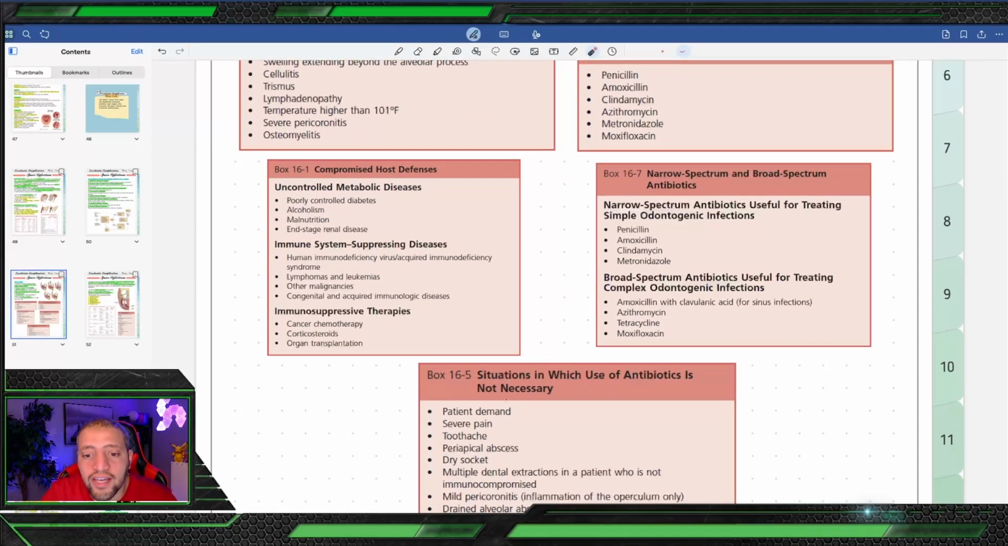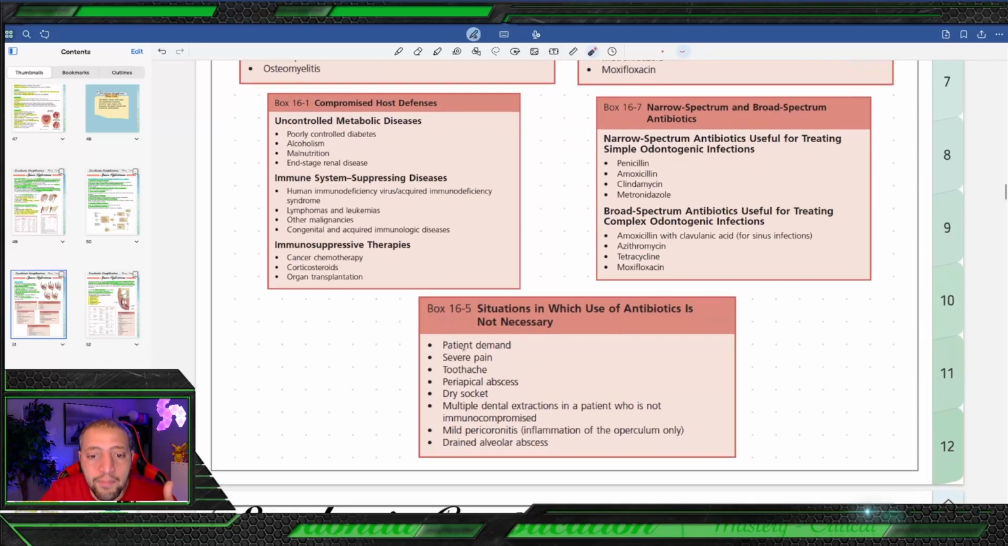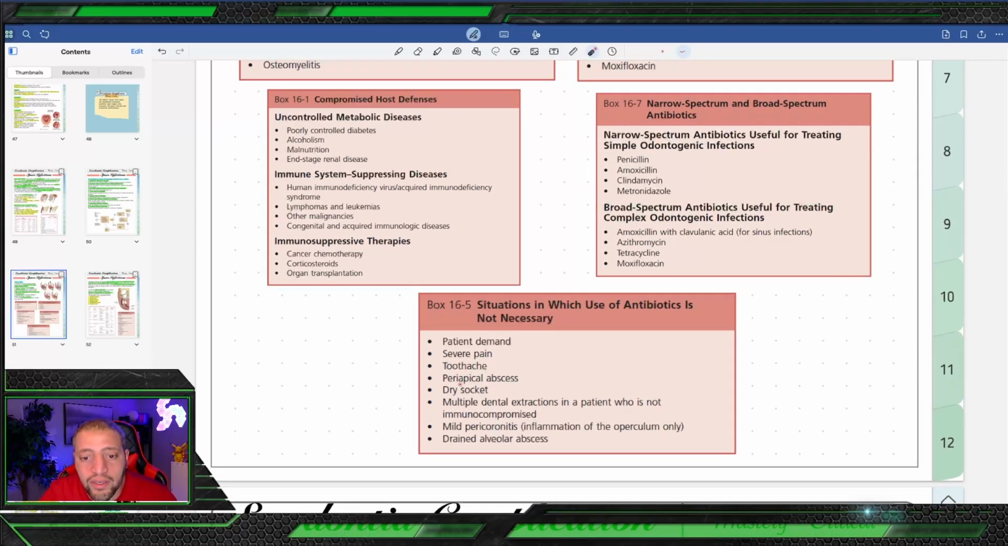Situations in which use of antibiotic is not necessary: patient demand, severe pain, toothache, periapical abscess. You see here, periapical abscess, dry socket. If you remember from the previous lecture, dry socket and periapical abscess, antibiotics are not necessary. And this table, I didn't invent it. This is strictly right from the textbook.